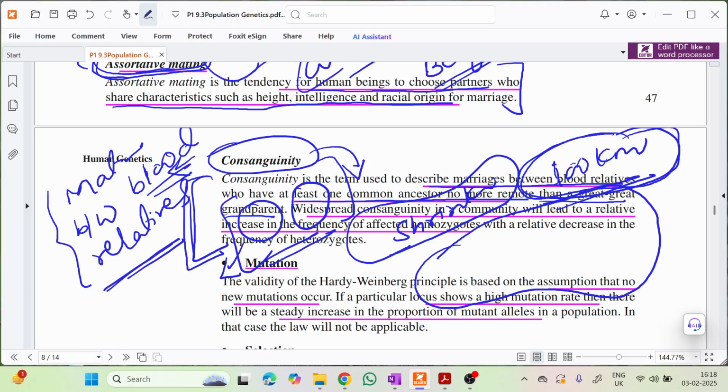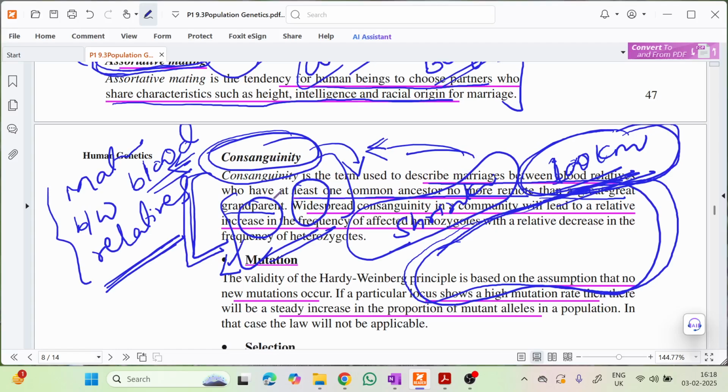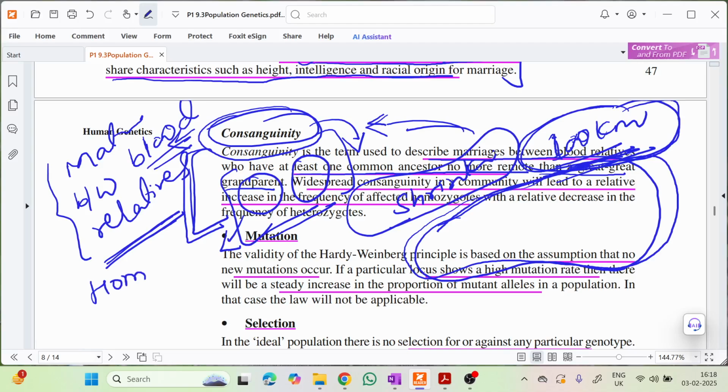Then consanguinity, it is a different affair. So I'm talking about looking for partners in at least an area which span 100 kilometers all around. But this practice, it is about looking for mates in the immediate proximity, which is among the blood relatives. So इसमें तो blood relative में consanguinity में तो homozygote का inheritance, it really increases in frequency. So this is another case.